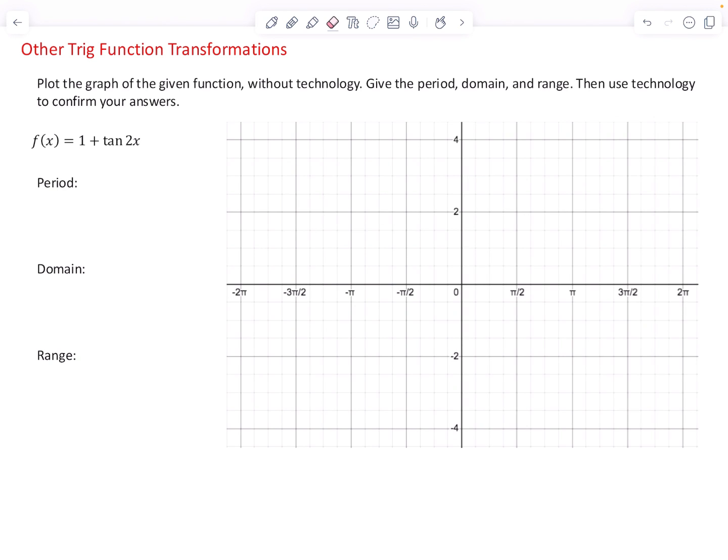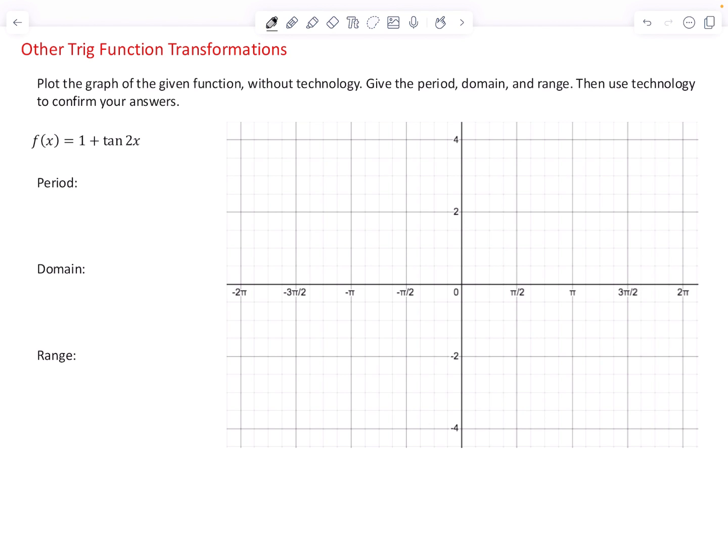Hello students. This lesson continues our discussion on transformations of trig functions, but it focuses on the trig functions that are not sine and cosine, which are tangent, cotangent, secant, and cosecant. Plot the graph of the given function without technology. Give the period, domain, and range. Then use technology to confirm your answers.